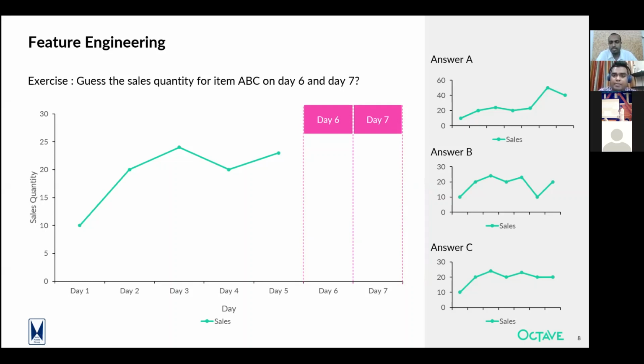Here there are 3 options. Which option do you think would represent the sales for day 5, day 6 and day 7? Guys, you can even type the answer in the chat. Do you think the sales would increase, or will it remain the same, or will it decrease?